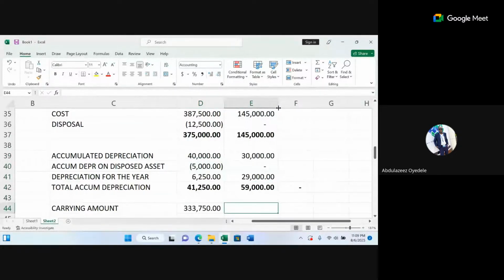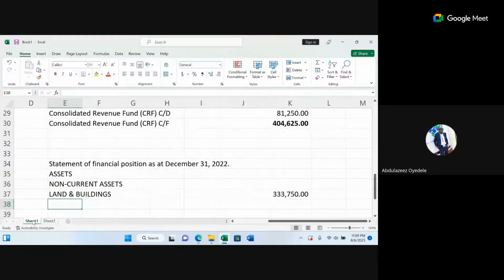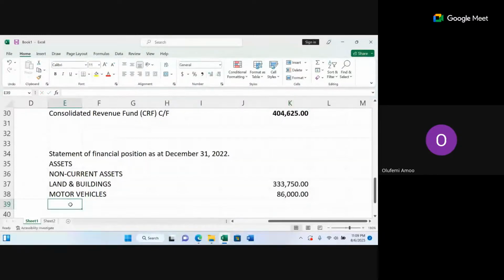Okay, so which means our carrying amount for motor vehicle will now be the cost minus the total accumulated depreciation, which will now be 86 billion for motor vehicle. So we can come to our solution page, motor vehicle, $86,000. Okay. Now, the last one is the equipment.